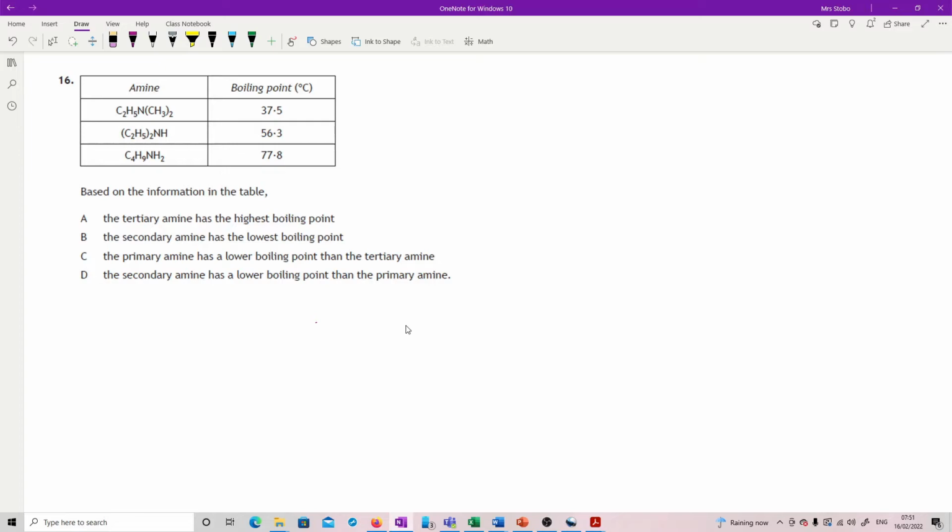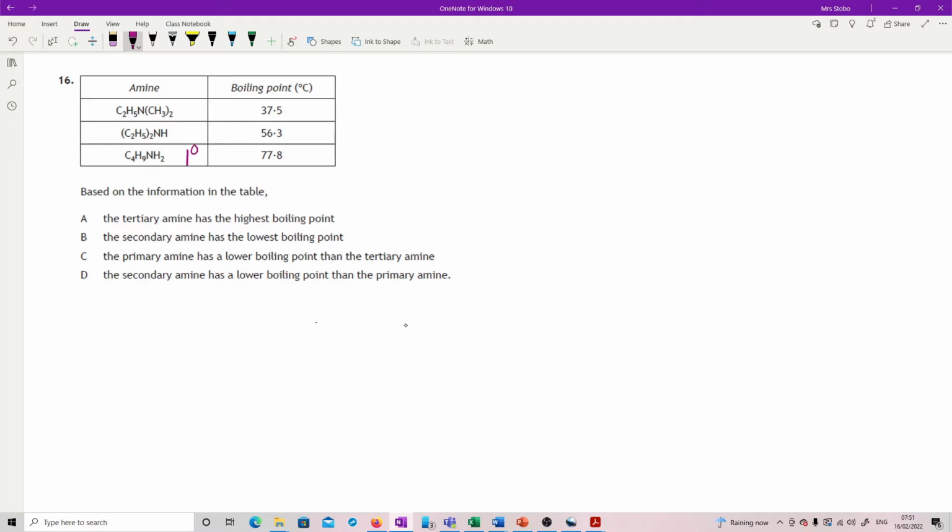Okay, question 16. We've got a table with amines and boiling points, and then you're asked to look at the information in the table and then talk about what's going on. But the first thing they're talking about is tertiary, secondary, primary alcohols. So, sorry, not alcohols, amines. So let's figure out exactly what's going on here. So the bottom one here, that's a primary.